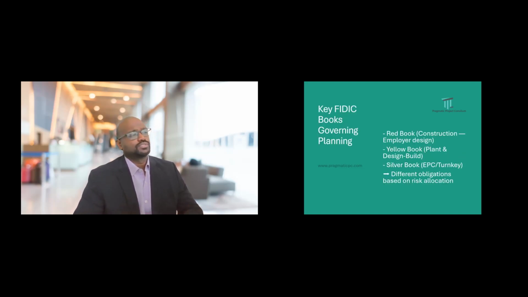So what are the key books that govern the planning? Let's see the most common books. The Red Book is used for construction based on the employer's design. The Yellow Book is for plant and design-build kinds of construction. The Silver Book is for EPC or turnkey projects. So based on the risk allocation, the planning requirement differs.